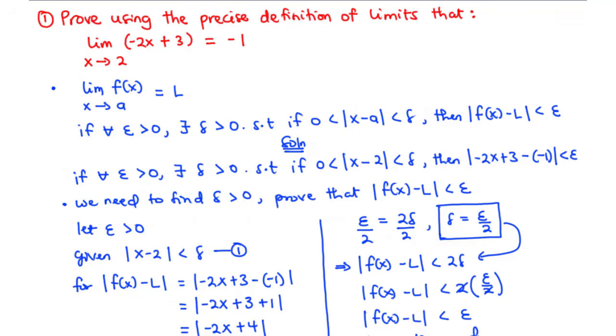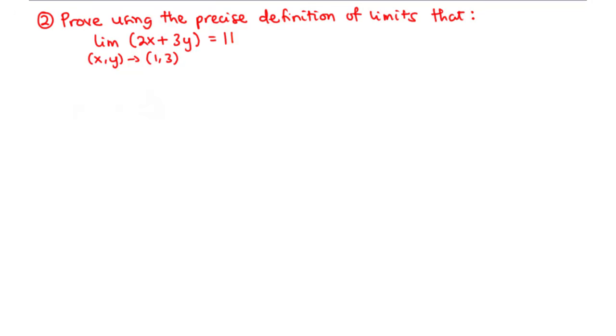Now we are going to translate this same idea to functions of 2 variables. So let's take the second question. In this second example, we are going to consider a function of 2 variables, and we are going to prove using the precise definition of limits that the limit of this function as x, y approaches 1, 3 is equal to 11. So first of all, let's look at the definition of limits for functions of 2 variables.